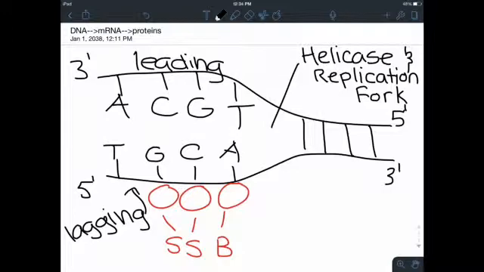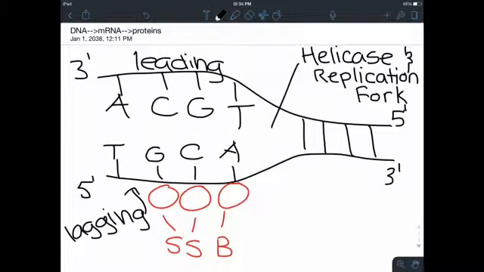These sections on the lagging strand are called Okazaki fragments. Each fragment has about 1,000 to 2,000 base pairs. Okazaki fragments are only created on the lagging strand.